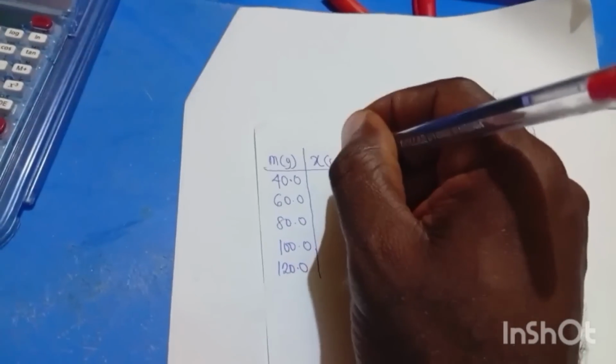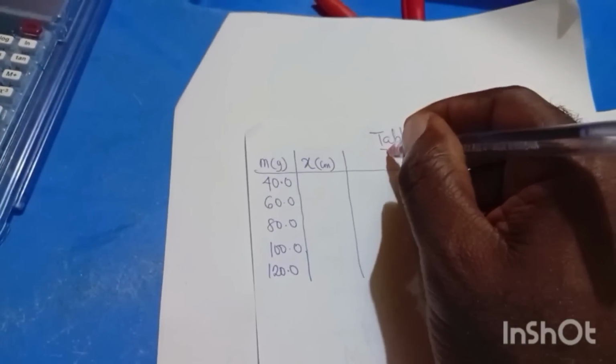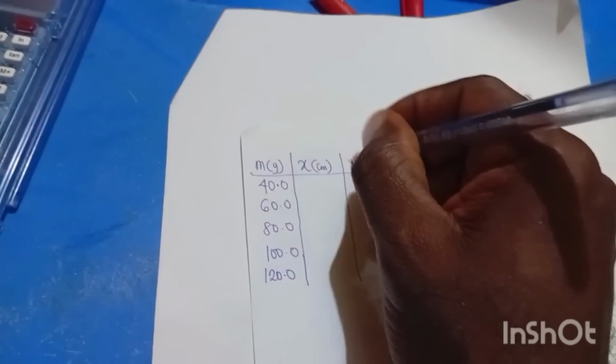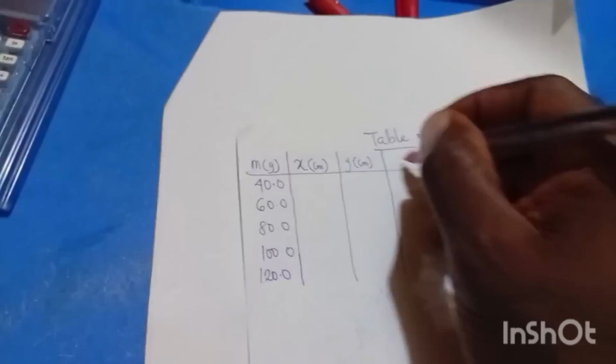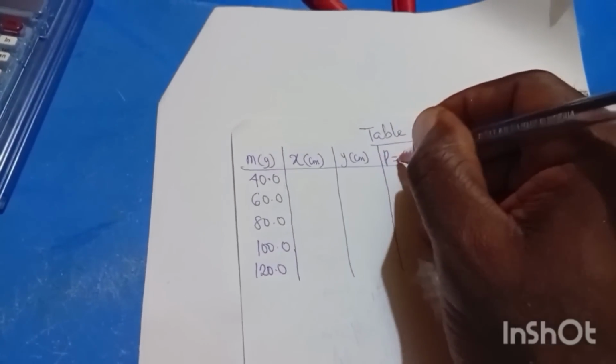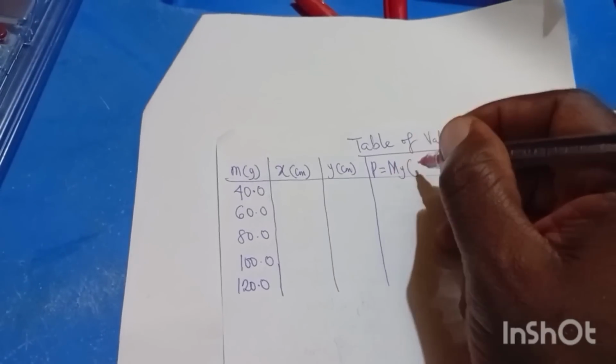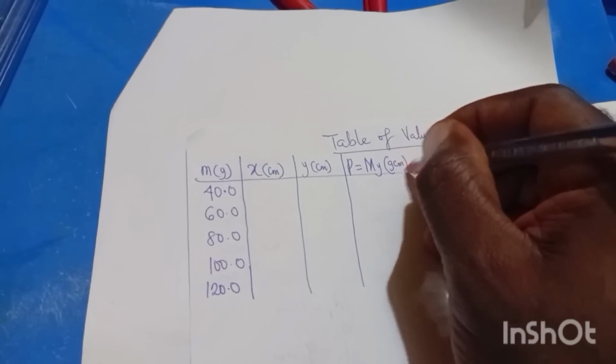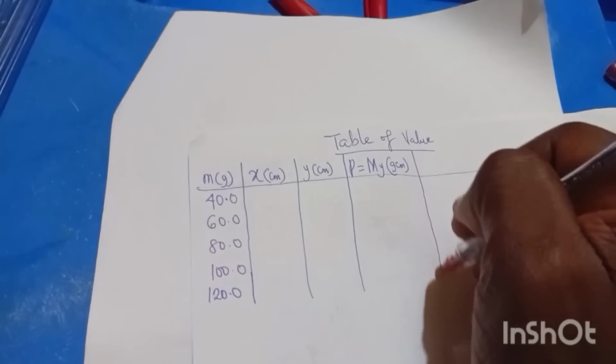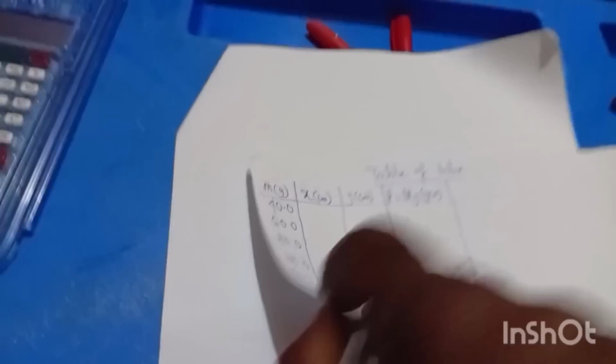Alright, they say I should create a column for x, the x we just got right now. You know, it's measured in centimeter. They say we should create a column for y, and we should create another column that we call p, and that p means m times y. And you know the unit of m is gram and the unit of y is centimeter, that is gram centimeter. What an interesting practical.